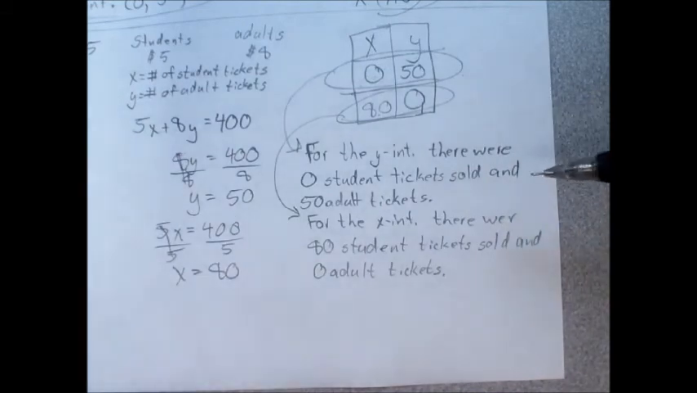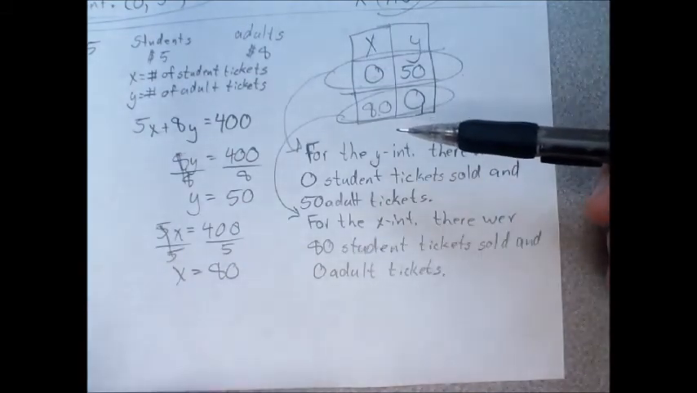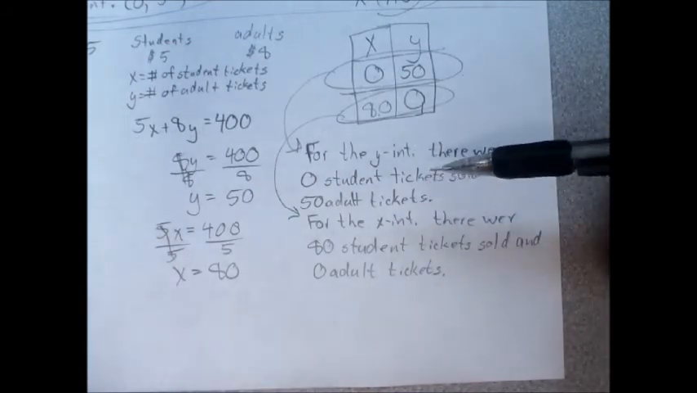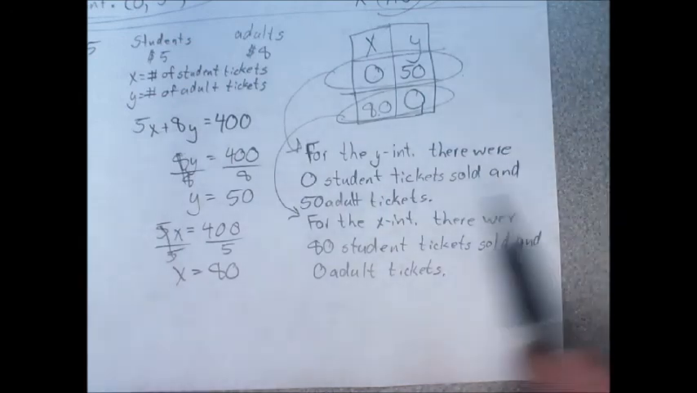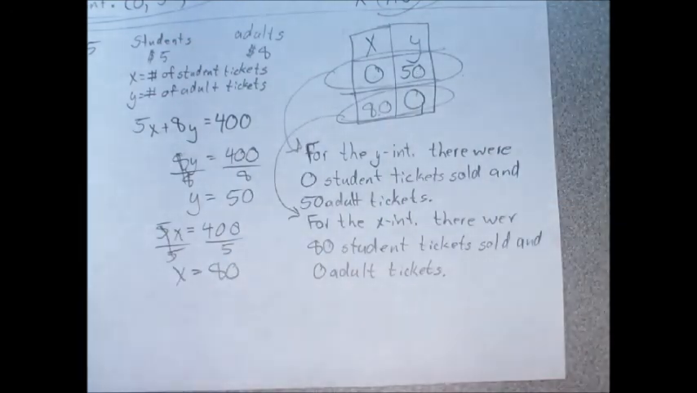Now, of course, this isn't probably going to happen. We're not going to get 0 of one and a bunch of the other. These are identifying the extremes. Okay, what would they have sold if all of the ticket sales were just adults? What would we have sold if all of the ticket sales were just students? So these are just the extremes. Any questions?